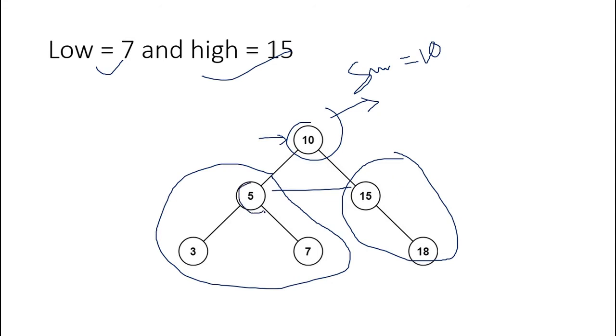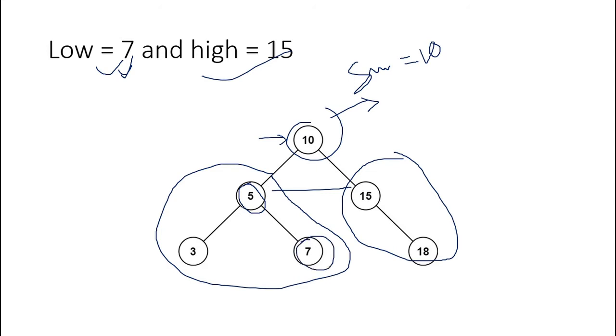So here we got 5. Now 5 is not in the range of 7 and 15. 5 is less than the low value. So what should we call, the left subtree or right subtree or both? We should call only the right subtree.